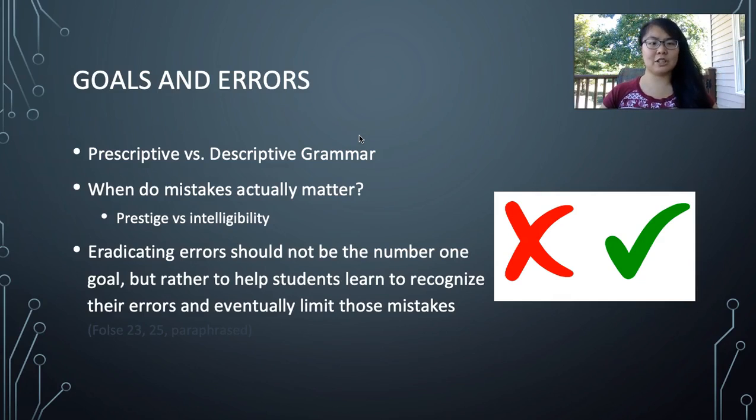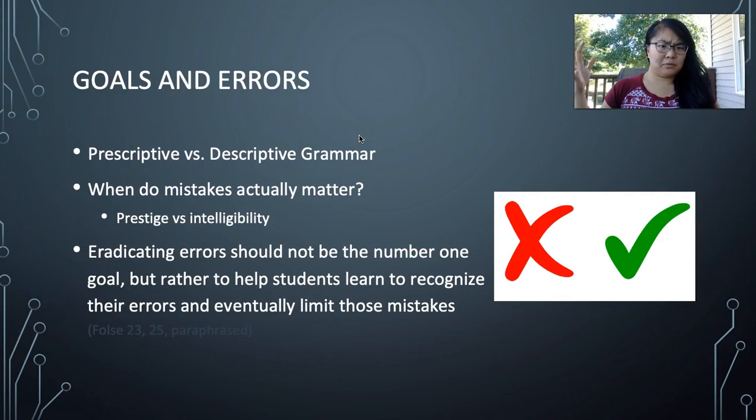So when do mistakes actually matter? We want to try and balance prestige. Like, if you say ain't, my mom always said people are going to look down on you and think you're uneducated. Like, ain't a word and you ain't gonna use it, is what she said. So ain't is slang, not slang, but it's like improper grammar for is not. I ain't gonna do that, I'm not going to do that. Versus intelligibility. So people generally know if I say, I ain't gonna do that, they know I mean I'm not going to do it. So there's prestige versus intelligibility.